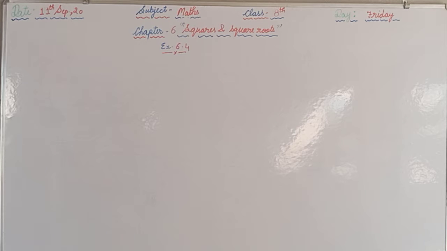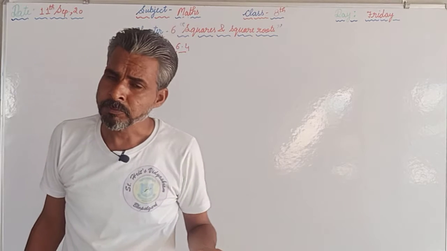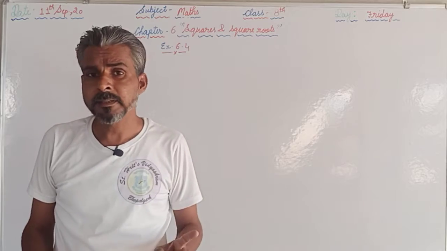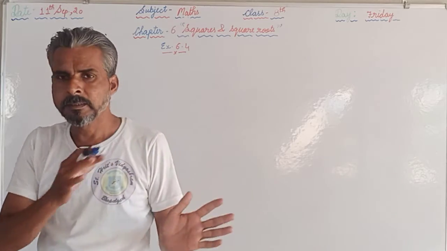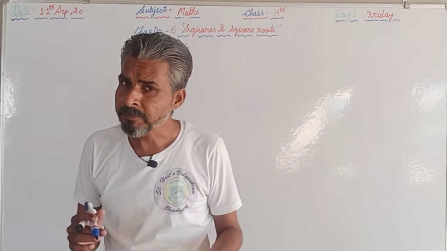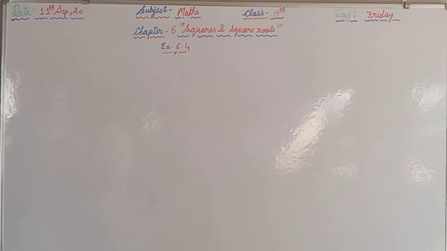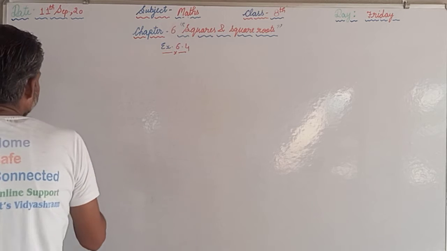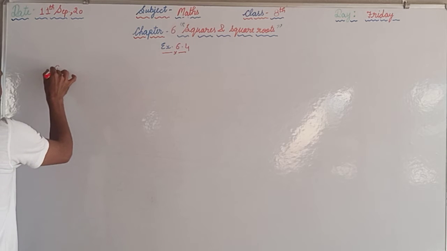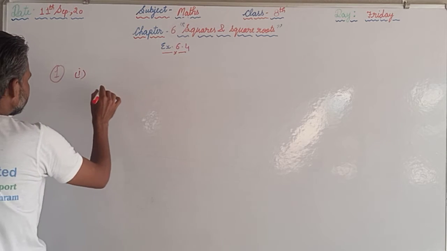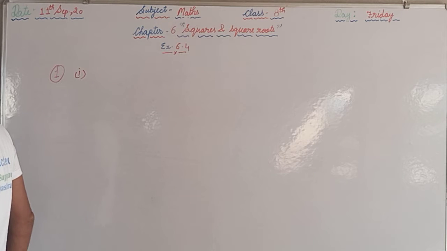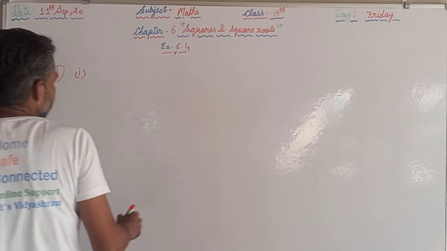In exercise 6.4 the first question is we are supposed to find the square root. In the previous exercise also we found the square root, but the method was different there. In those questions we used the prime factorization method. Here we are supposed to find the square root by the division method, and question number 1, part first is 2304.